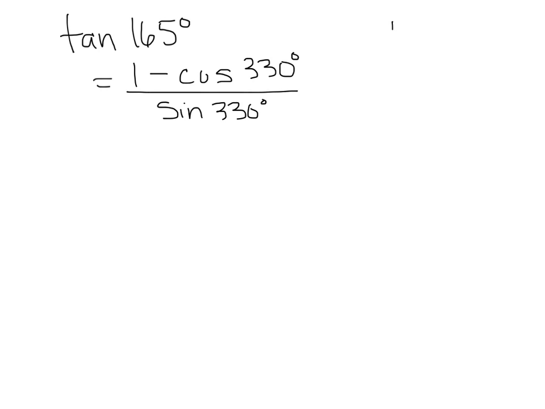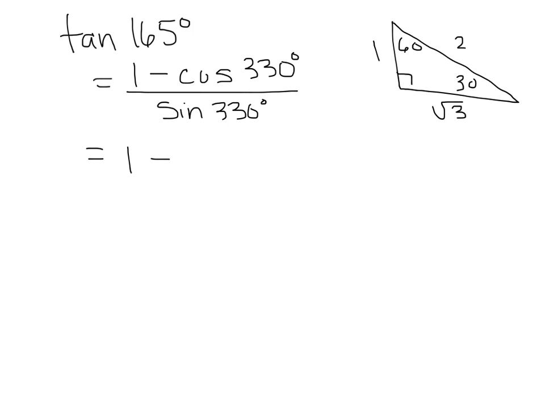330 is a multiple of 30, so we need to use our reference triangle to find the sine and cosine. So here's 30, 60, 90, with sides 1, root 3, and 2. Back to the formula. We get 1 minus. I need the cosine of 330, so I need the cosine of 30, which is root 3 over 2. And in quadrant 4, cosine is positive, so this will just be root 3 over 2. Divided by the sine of 330. The sine of 30 is 1/2, and in quadrant 4 it's negative. So we get negative 1/2 on the bottom.